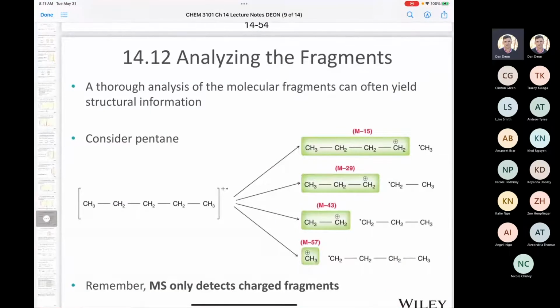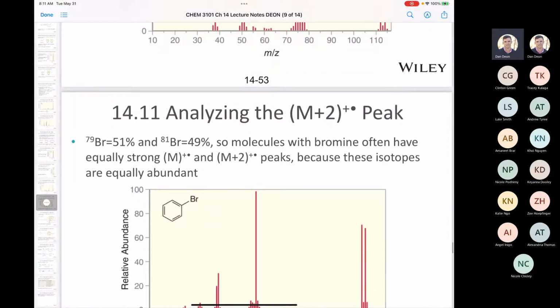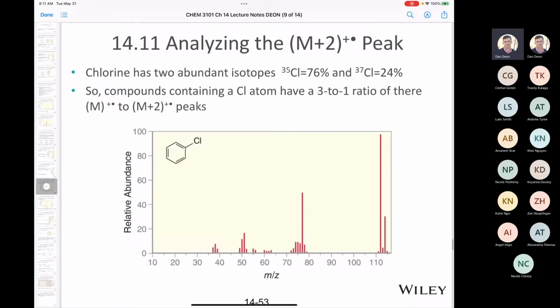Section 14.12 deals with analyzing fragments. If you go back to section 14.11, I'll just back up here quickly. We talked about analyzing M+2 peaks. Namely, we talked about detecting chlorine in a molecule. If we have chlorine in a molecule, we're going to see an M+2 ion with a peak height that is 1/3 the height of the parent. That's because chlorine has two isotopes, chlorine 35 and chlorine 37, which are in approximately 3-to-1 relative abundance.